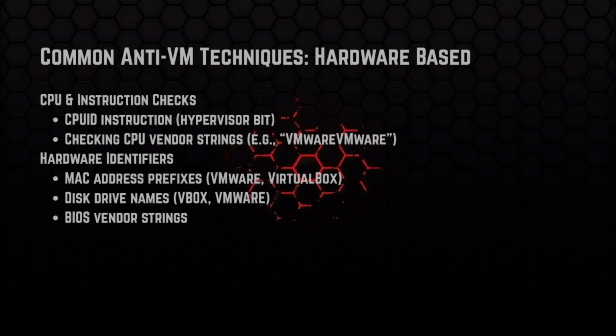And the other thing is hardware identifiers. We have the MAC address prefixes. Generally VirtualBox or VMware would have a different MAC address as compared to a normal operating system, right. So that's one of the indicators. The second is the disk drive names, right. Generally if you're in a virtual machine, you would see a lot of drive names, especially starting with VBox and VMware. So that's another part.